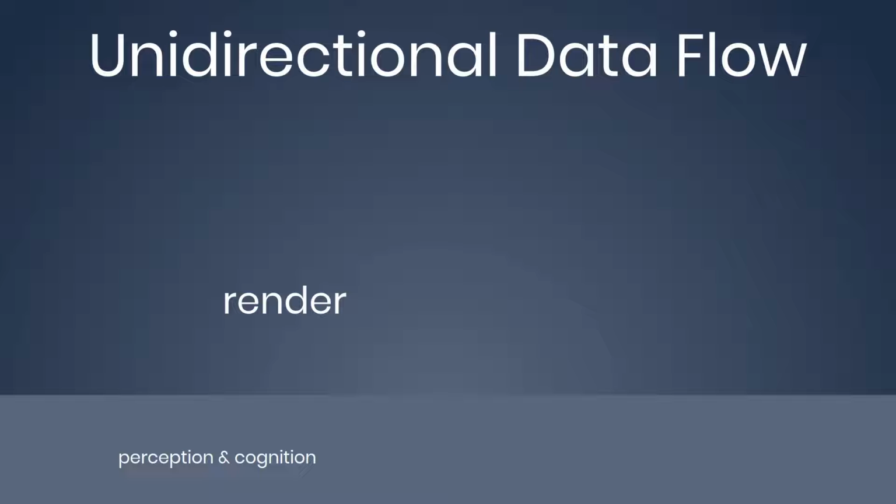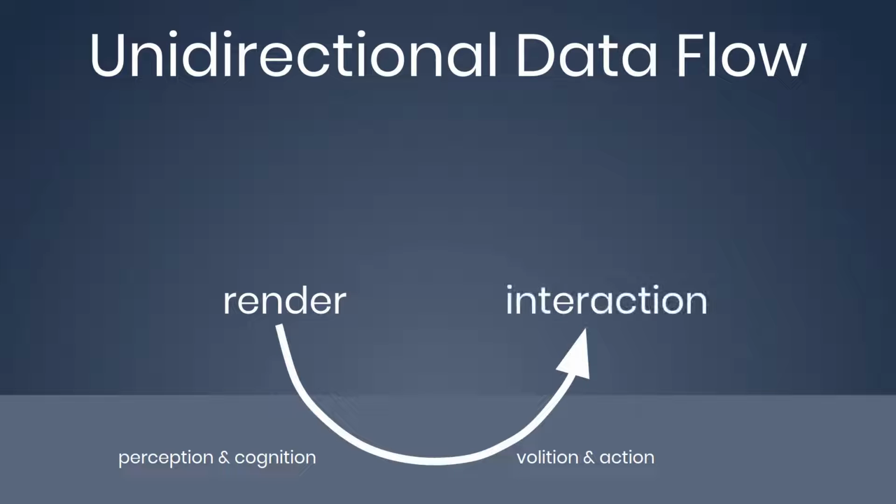Perception meaning visual perception, and cognition meaning you take what you see and you interpret it. What does this mean? After you think about it for a while, then volition and action start to come into play. You want to do something. You want something about this to change. After you decide to take action, then you can have some interaction with the system, be it a click of the mouse, a press of the keyboard, or the clicking of a button.